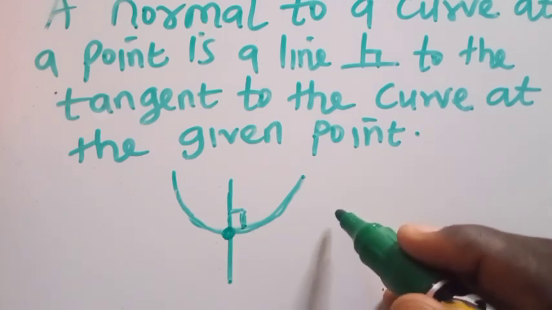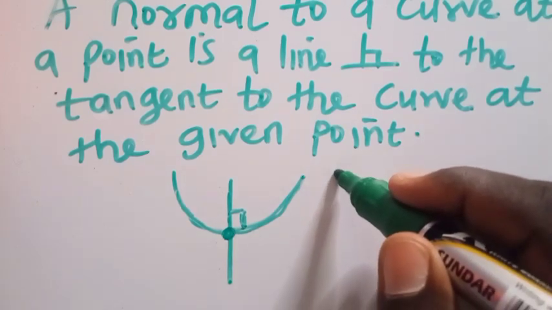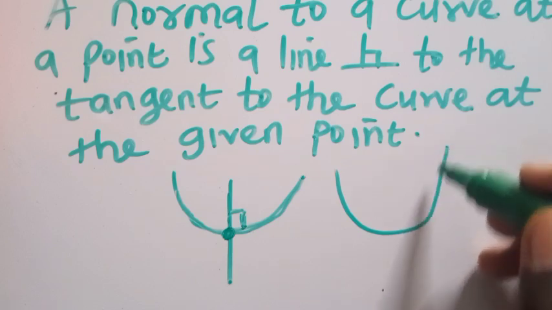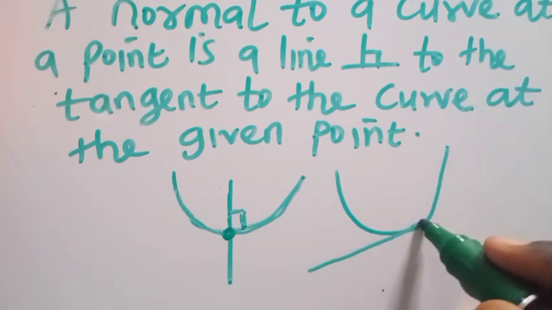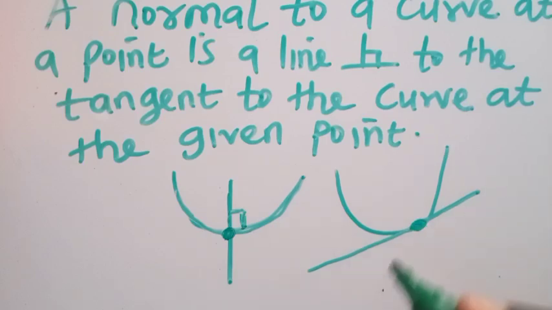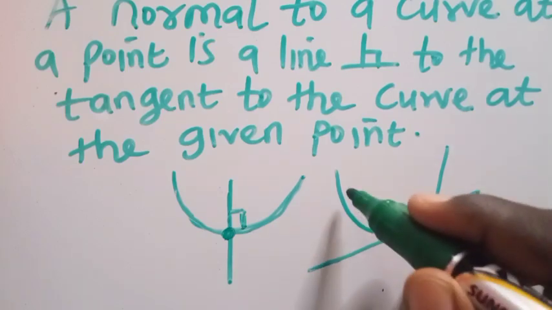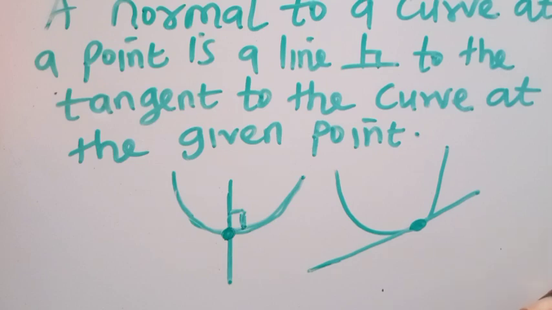Now, in the case of a tangent, let us have a curve like this. A tangent is a line that touches the curve at a certain point. This is a tangent to this curve.